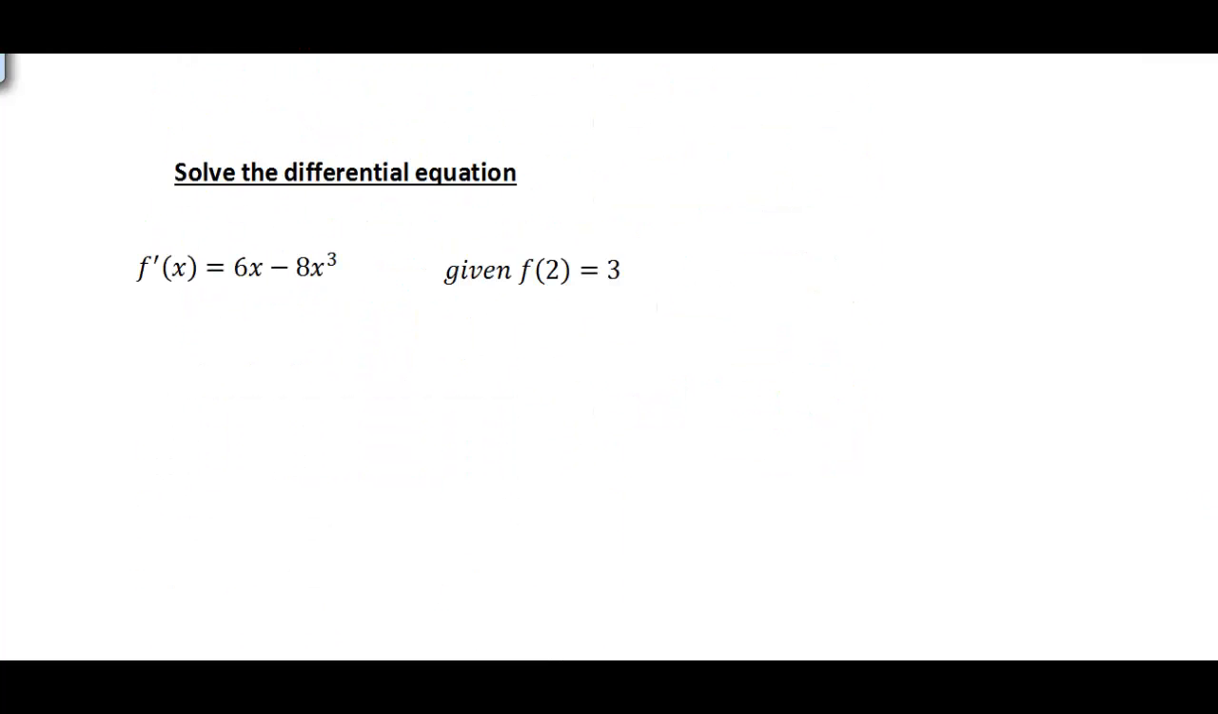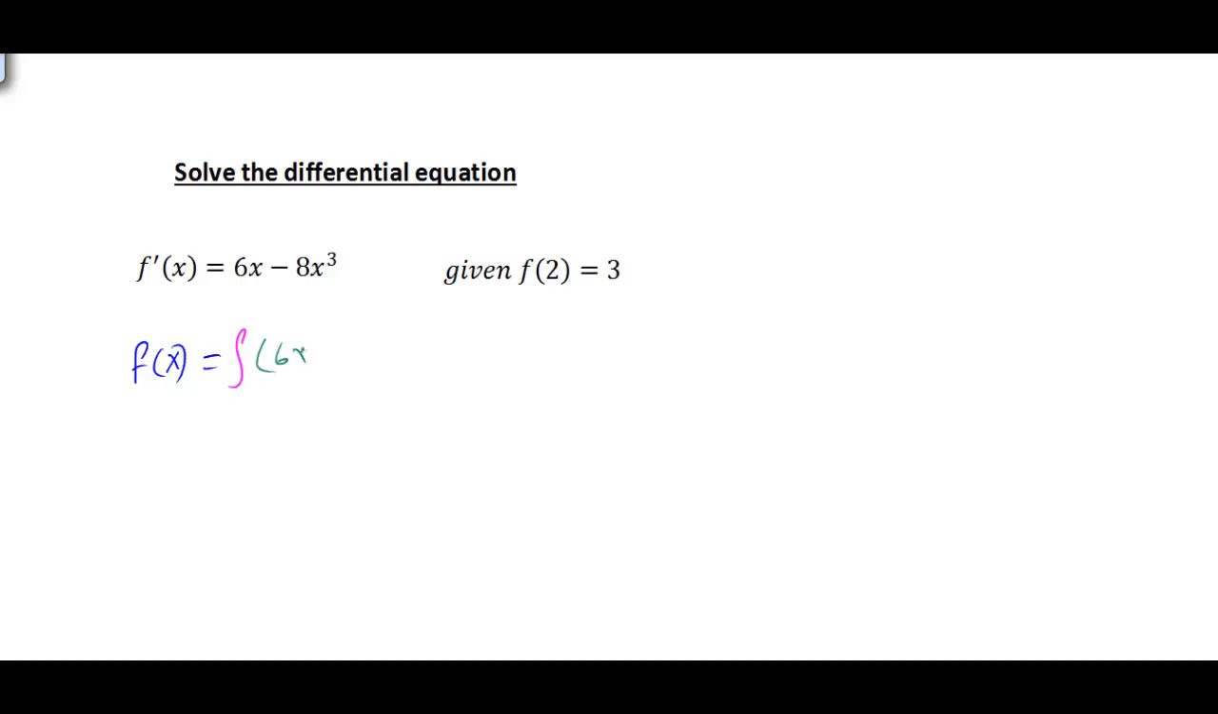All right, so here I have another example. So maybe, once again, you can pause the video to see if you can solve this differential equation. f prime of x equals 6x minus 8x cubed, given that f of 2 equals 3. All right, hopefully you were able to pause the video and you were successful in solving this problem. So let's look at this together. Once again, we're going to have to integrate both sides. So if we do that, of course, if we integrate f prime of x, that's just going to be f of x.